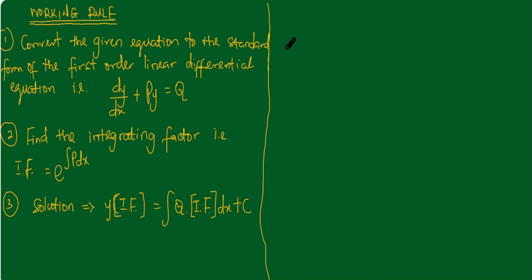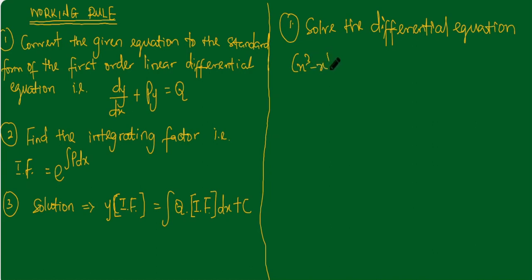So the first example we are going to be looking at is this. We have to solve the differential equation (x cubed minus x) dy/dx minus (3x squared minus 1) y is equal to x raised to power 5 minus 2x cubed plus x. Now let's look at the solution together.